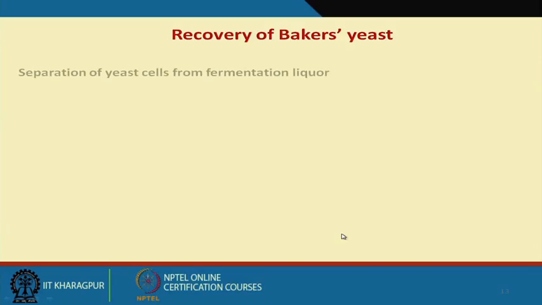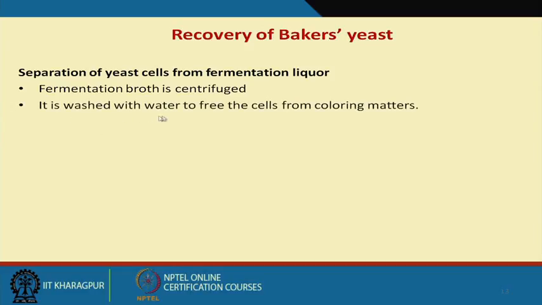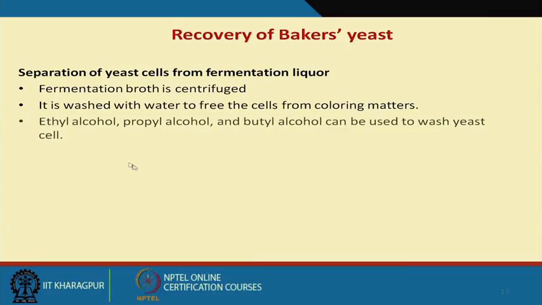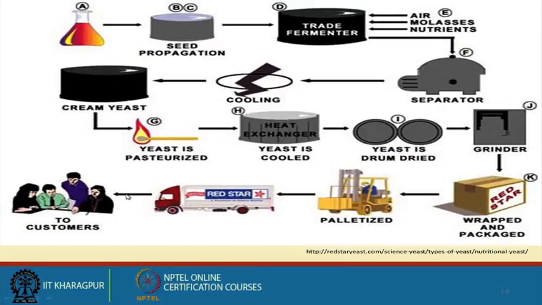The recovery of baker's yeast is the separation of the yeast cells from the fermentation liquid. The fermentation broth is centrifuged, or it is washed with water to free the cells of coloring matter. Ethyl alcohol, propyl alcohol, or butyl alcohol can be used to wash the yeast cells. After separation, the solution of yeast is called yeast cream, and it contains water.